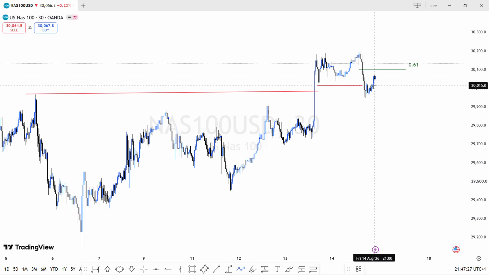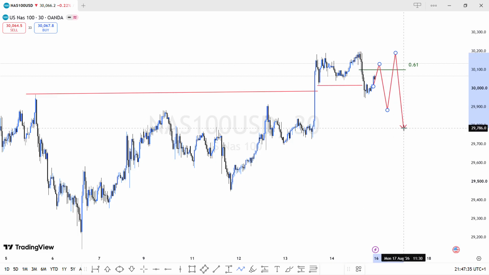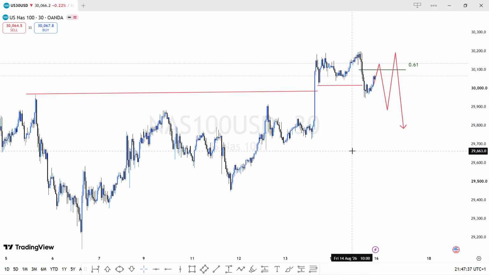I'm expecting price to pull back to this region a bit, come down. So I'll be expecting price to come back here. Then I look for sells to the downside.